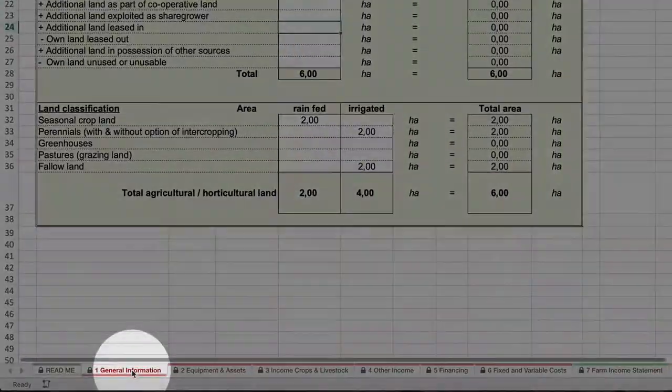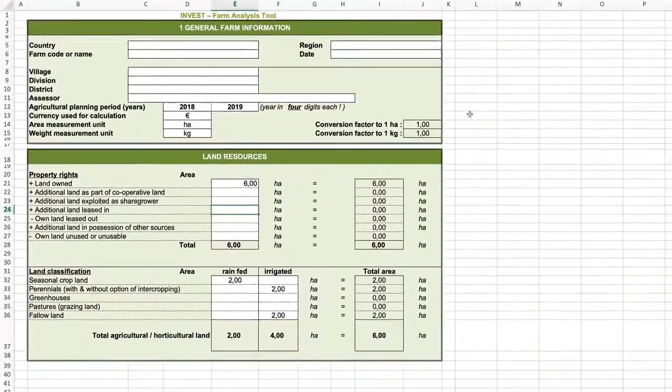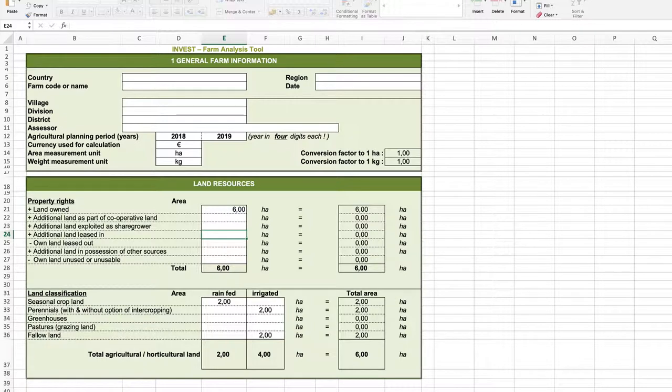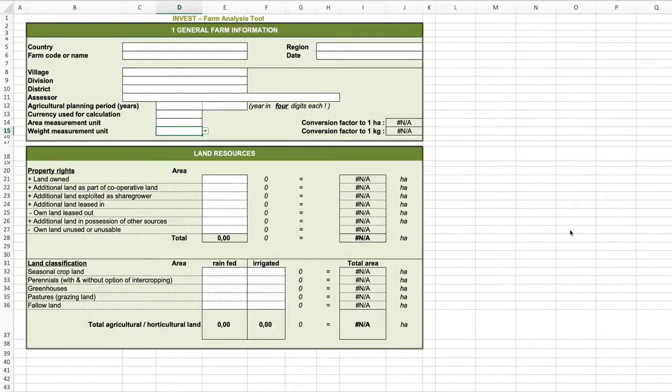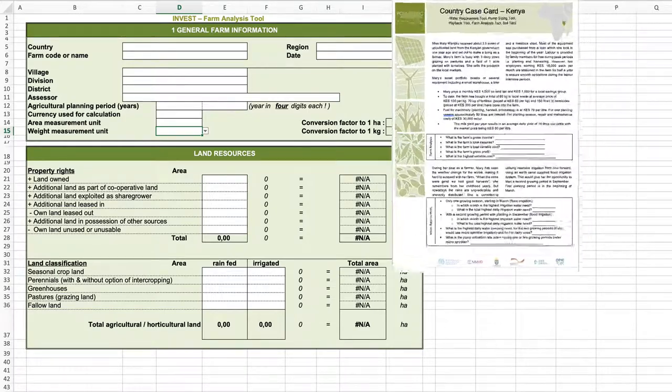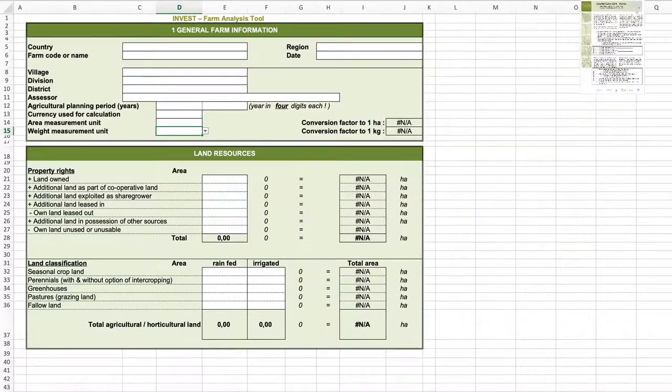Now we move to the sheet General Information and see that some data are already in this sheet. These data should give users a feeling of what kind of data they have to use. For our case, we remove the data. Certainly, you would use own data. However, in our case, we enter data from the country case card Kenya as a demonstration.